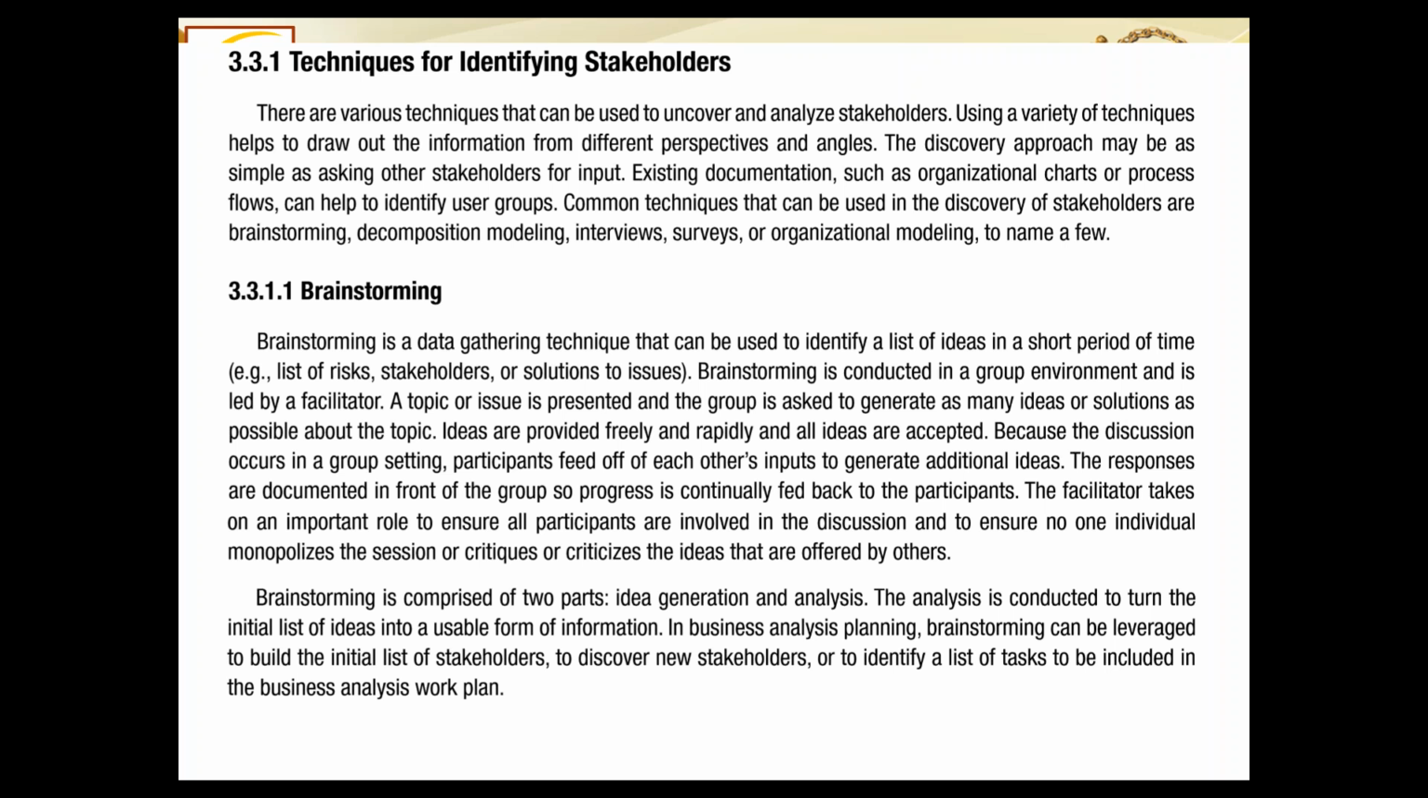Because the discussion occurs in a group setting, participants feed off of each other's inputs to generate additional ideas. The responses are documented in front of the group, so progress is continually fed back to the participants. The facilitator takes on an important role to ensure all participants are involved in the discussion and to ensure no one individual monopolizes the session or criticizes the ideas that are offered by others. So this is what this paragraph says, but let me explain it to you.